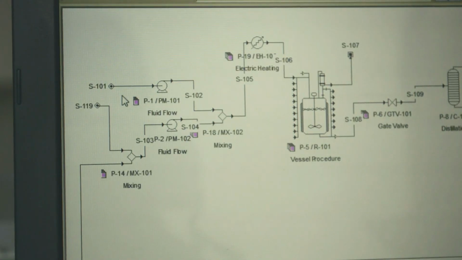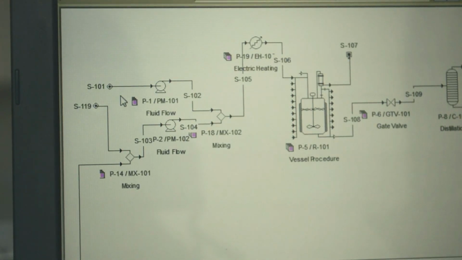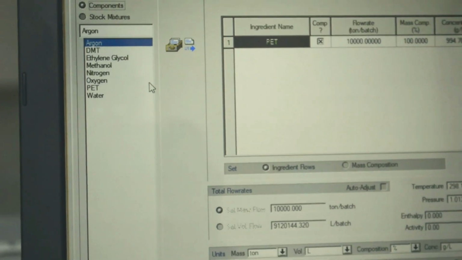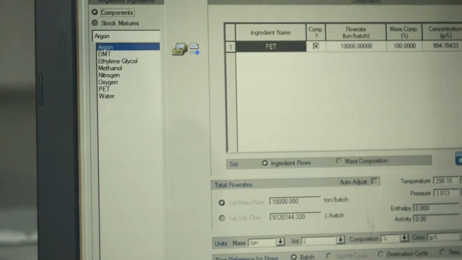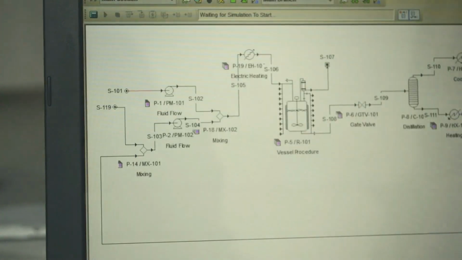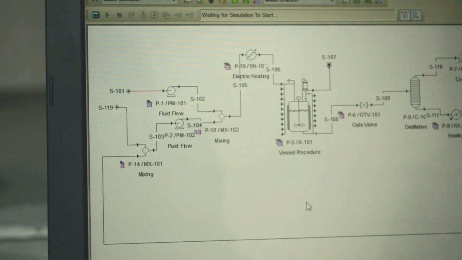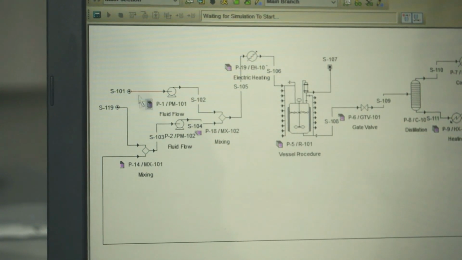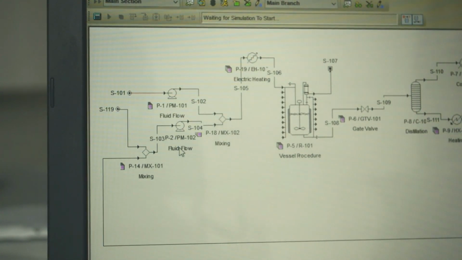The stream consists of 10,000 tons per batch flow rate of PET fed into a centrifugal pump. The temperature and pressure were set at atmospheric temperature and atmospheric pressure. The intrinsic viscosity of PET is 0.84. Therefore, we need a pump that can pump fluid with a high viscosity.